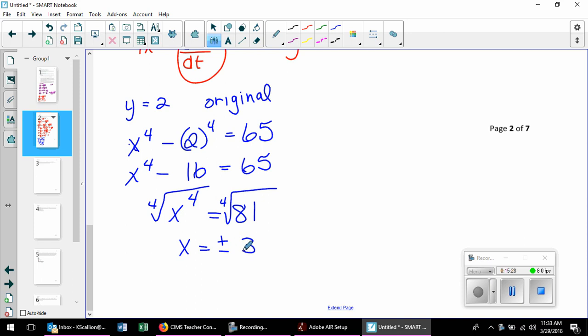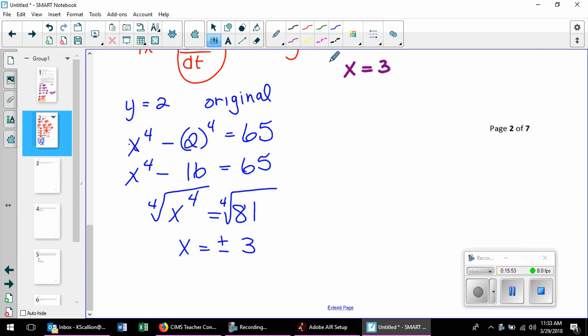Right? Because we know we have a quartic function. It's going to cross twice. So we're going to have two answers here. So now with this information, you're going to do this twice. You're going to do this when x is equal to positive 3.